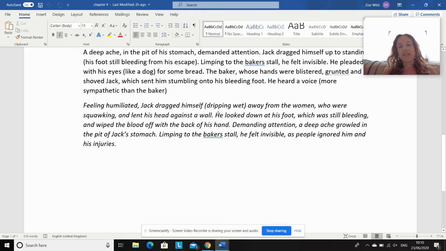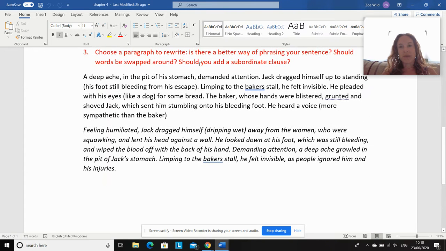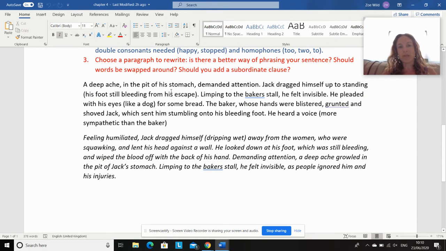And then I wanted to use, so I have got his foot still bleeding from his escape, but now I can't write it still in brackets. It needs a new sentence. So he looked down at his foot, and I've used a relative clause instead, which was still bleeding, and wiped the blood off with the back of his hand. So I've actually made a whole sentence now of that bit, which was just in brackets before, something about the fact that his foot is bleeding.